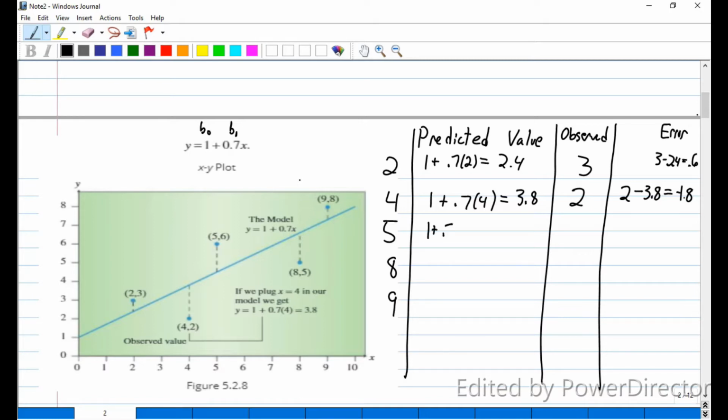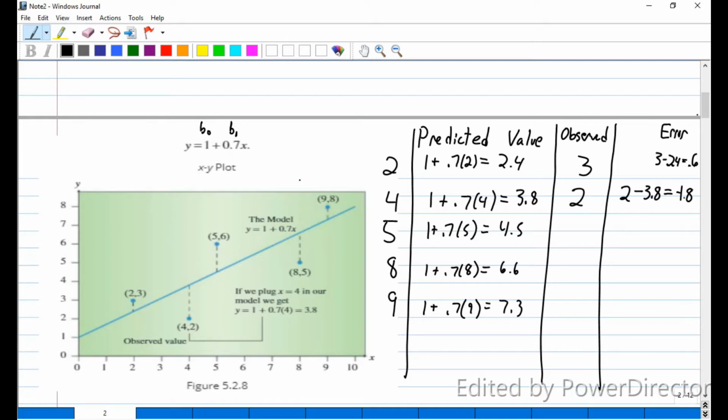So 1 plus 0.7 times 5, take my word for it, that's going to be 4.5. And 1 plus 0.7 times 8, that's going to be 6.6. And 1 plus 0.7 times 9, that's going to be 7.3. All right, so those are all predicted. Those aren't actual values, but if we just had that line, we could predict what we would get out.